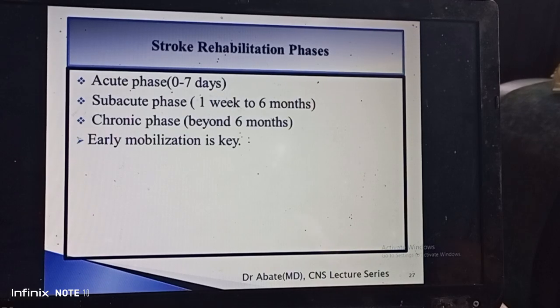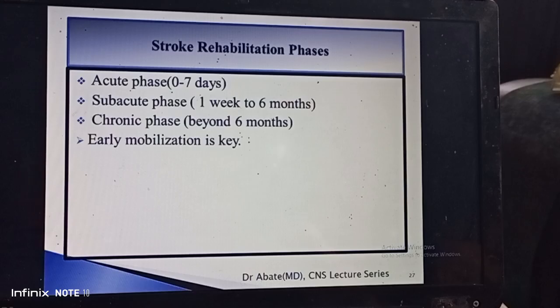The final thing that we will discuss is the stroke rehabilitation phase, because these patients usually, as we mentioned earlier, remain bedridden for a long period of time. So you have to think of stroke rehabilitation in the acute phase within the first 7 days, most likely within the first week. They remain in the hospital.